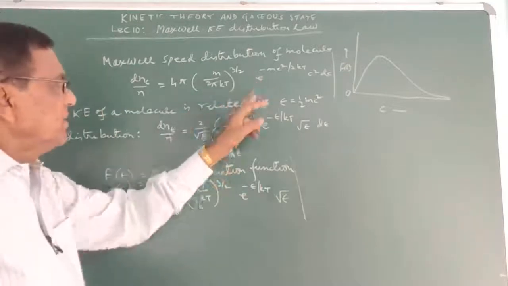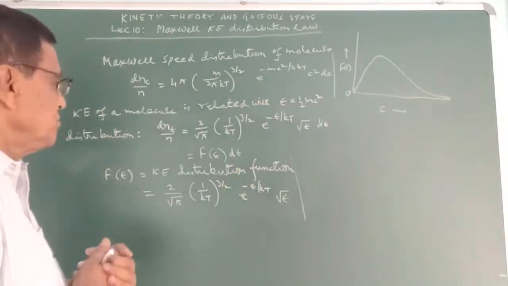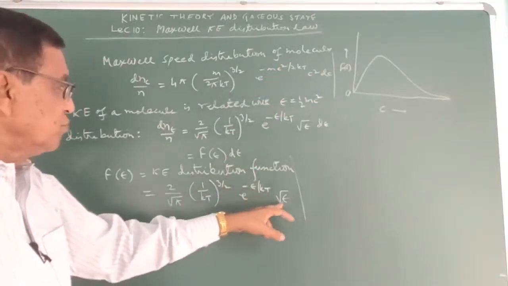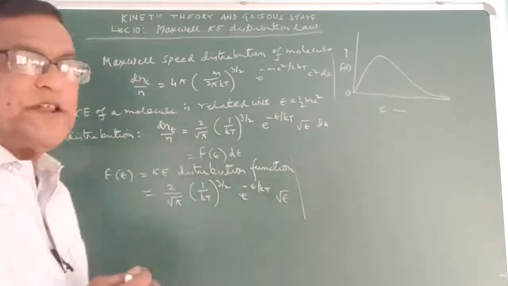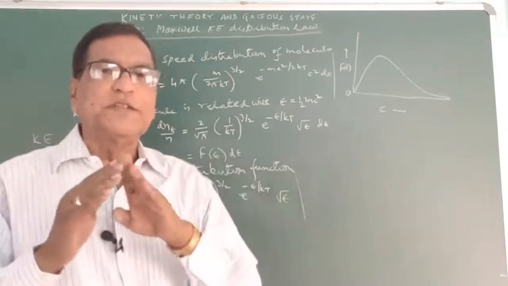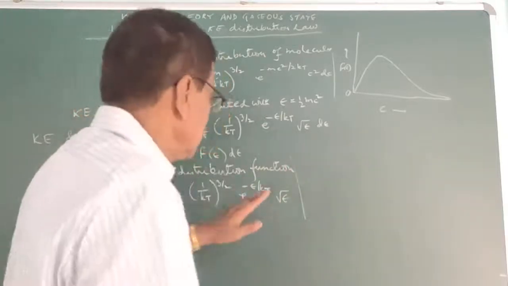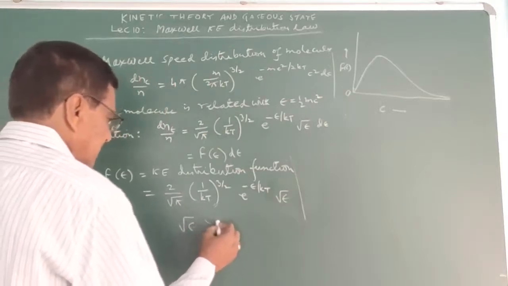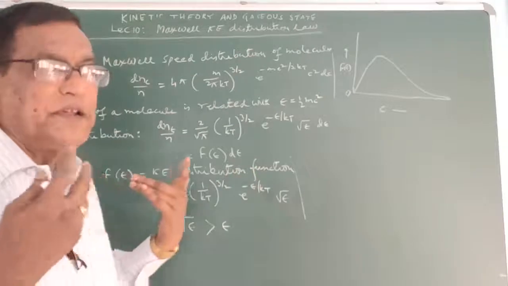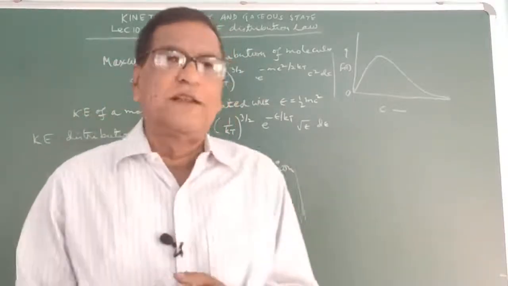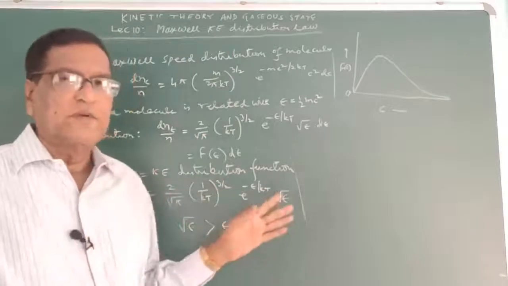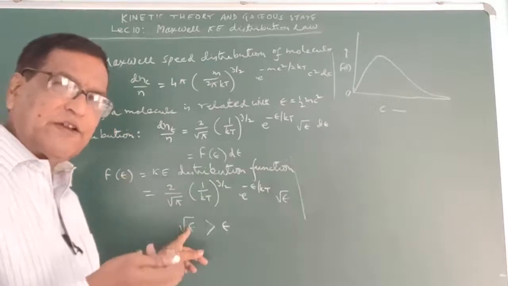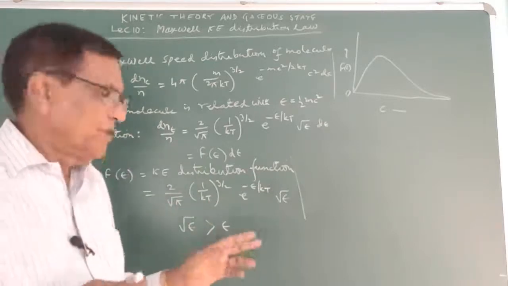So there is a notable difference between these two distribution functions. Here it is c squared, here epsilon, here root epsilon. Epsilon is a very small quantity. For a molecule, it is a fraction. So since it is a fraction, root epsilon has a greater value than epsilon. For all fractional terms, the root has a higher value than the original one.